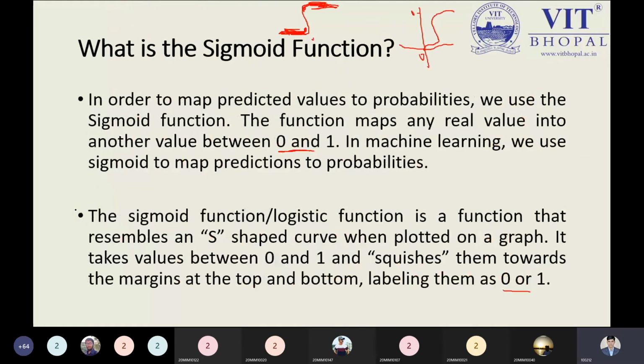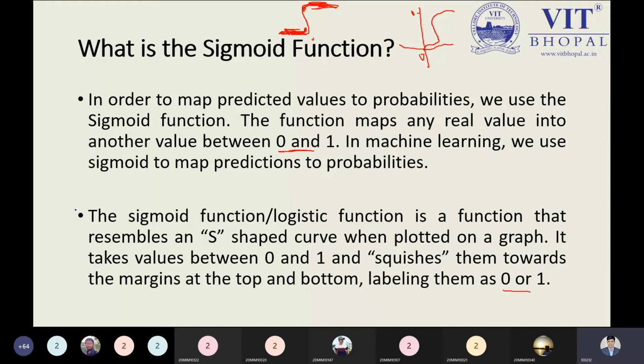So what is the sigmoid function? This could be a more interesting point. So far we have already discussed it. I am speaking some statements over here. In order to map the predicted values to probabilities, we use the sigmoid function, and the function maps any real values into another value that lies between 0 and 1, as I told you and as I showed over here through the diagram.